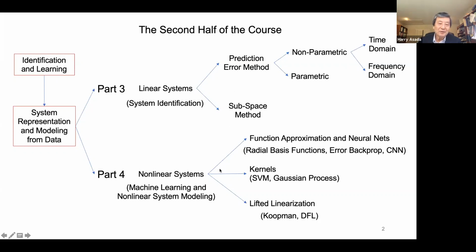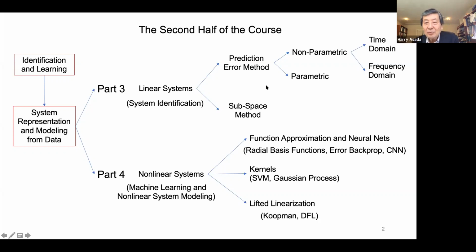I hope you don't get burned out. It's a little bit of a challenge for the second half. But I guarantee you that this is not a complete set of topics, but it covers very well the data-driven methods applied to system dynamics, controls and machine learning problems. There are many techniques that are quite useful in practical problems.